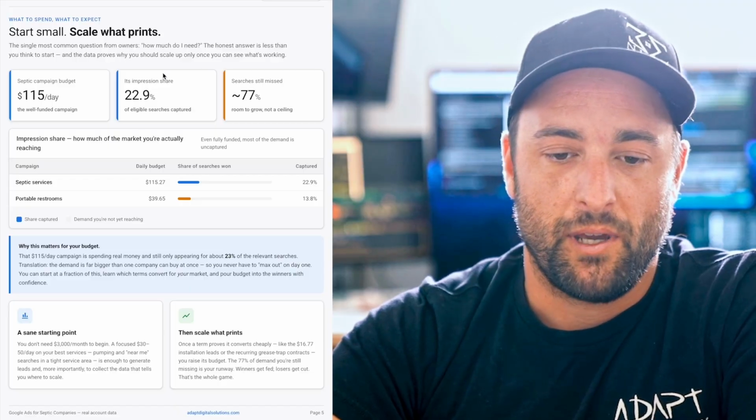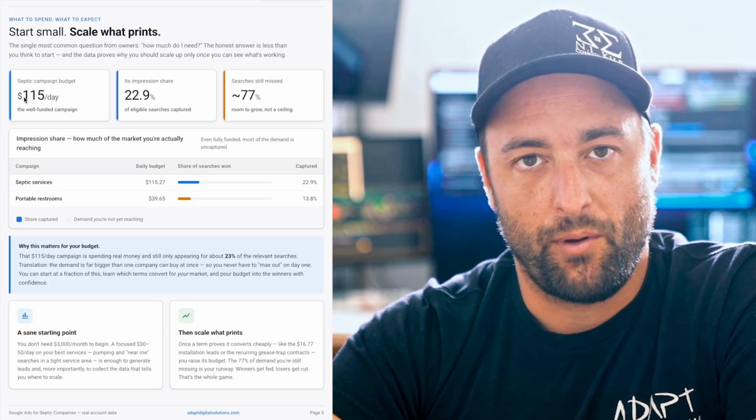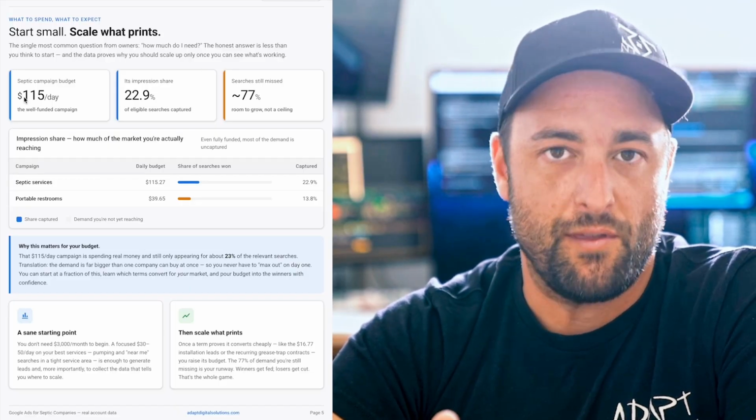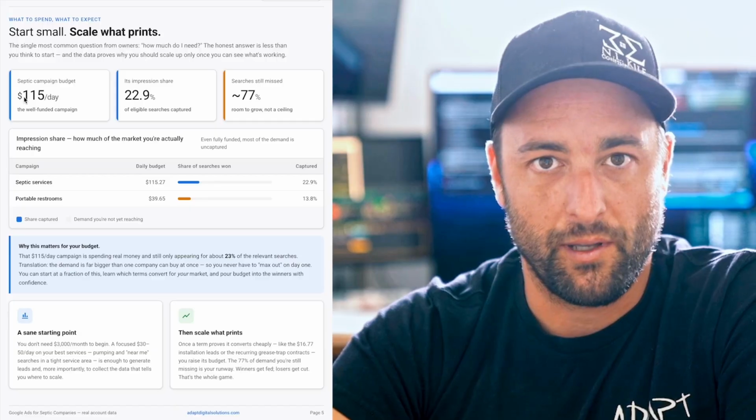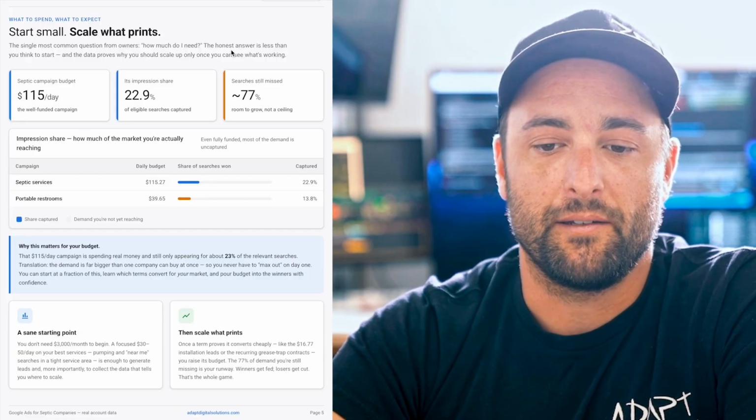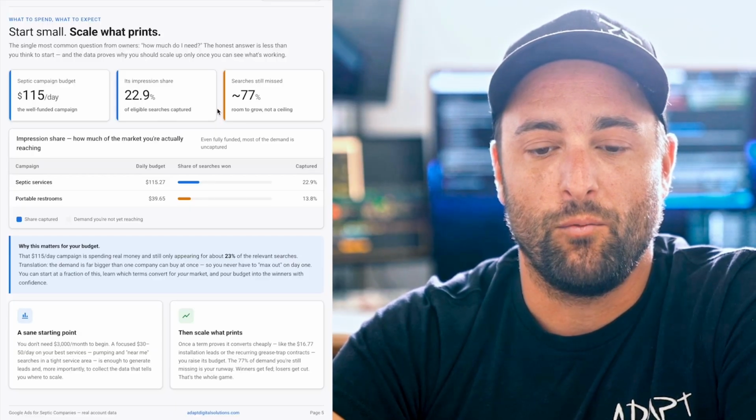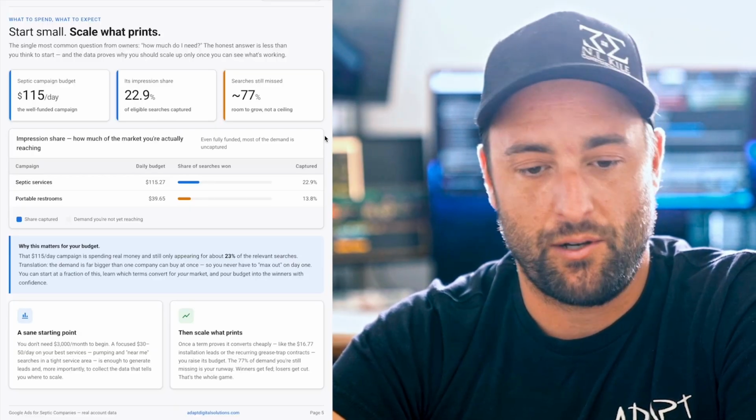So with any campaign, we always pick a starting point. Usually it's $2,000 or $3,000 a month to go into the ads. And we look at how much of the impression share that we capture.